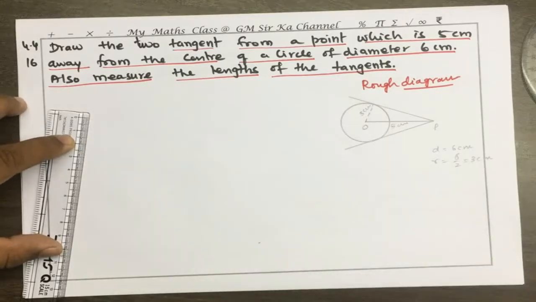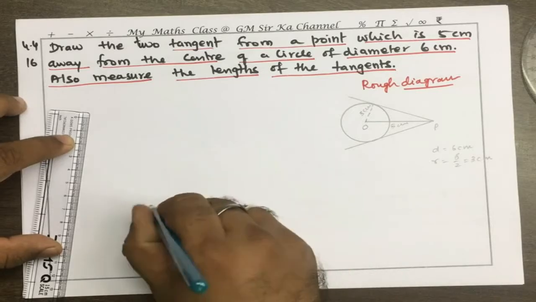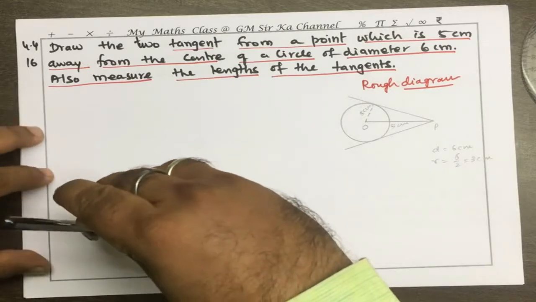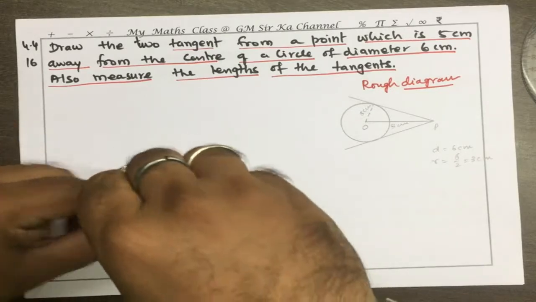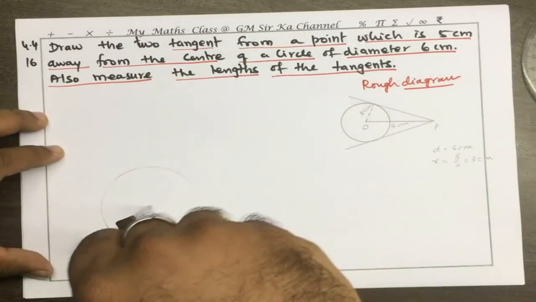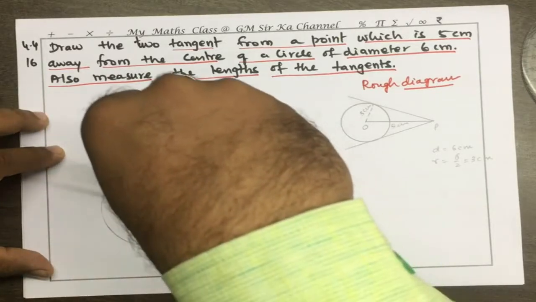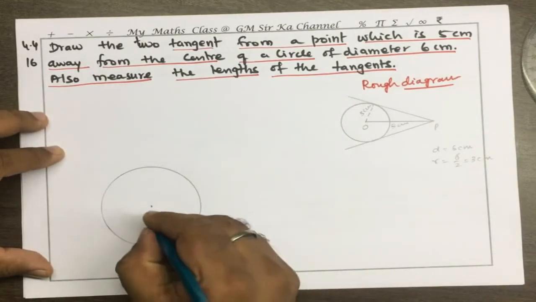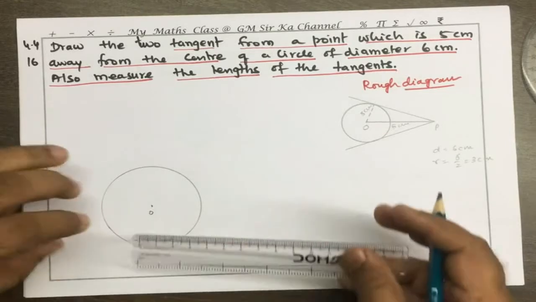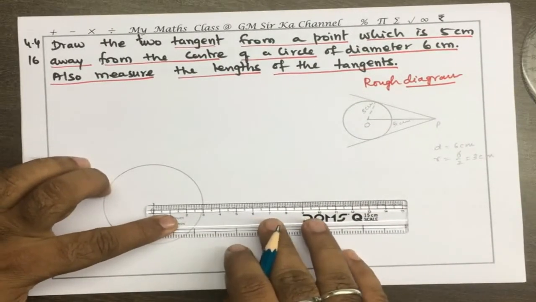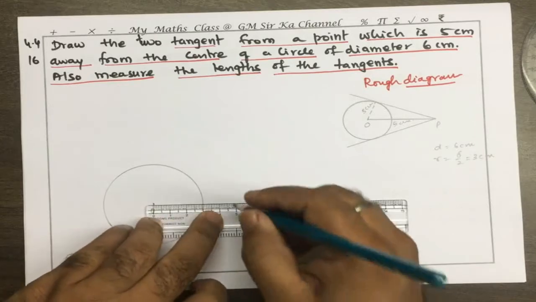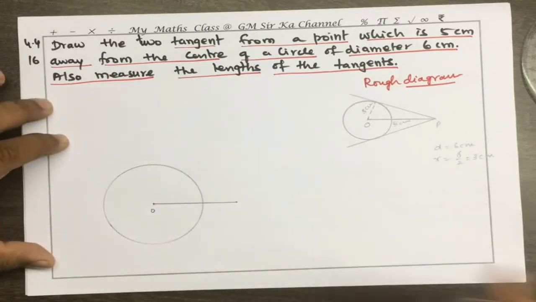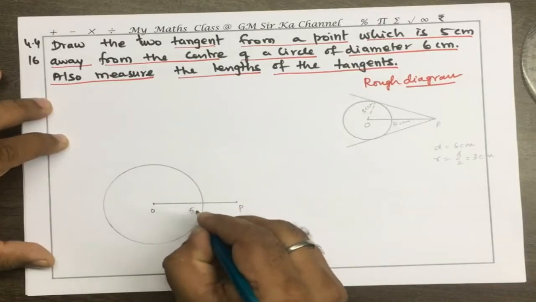Take any point as the center of the circle. From that point, draw the circle of radius 3 centimeter. O as the center. From the center, 5 centimeter away we have to put the point and put the dot on that point. P as the point we have to take, 5 centimeter away from the circle.